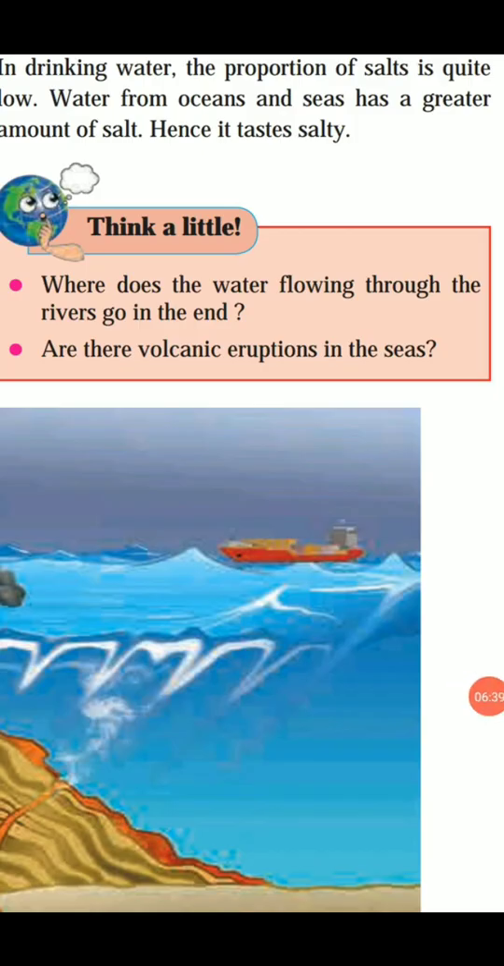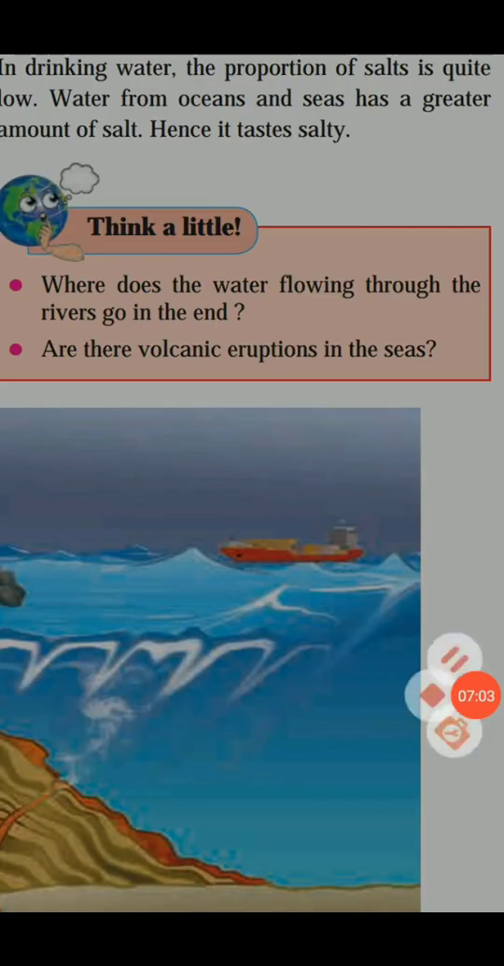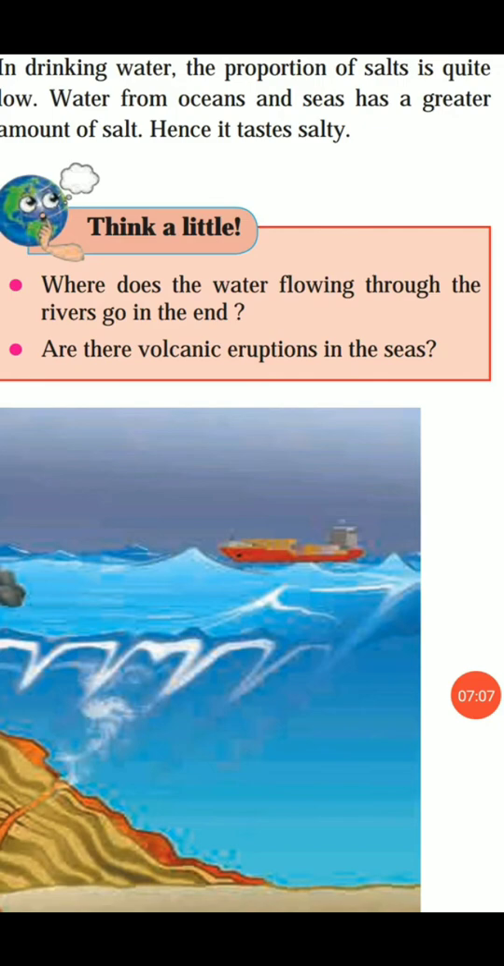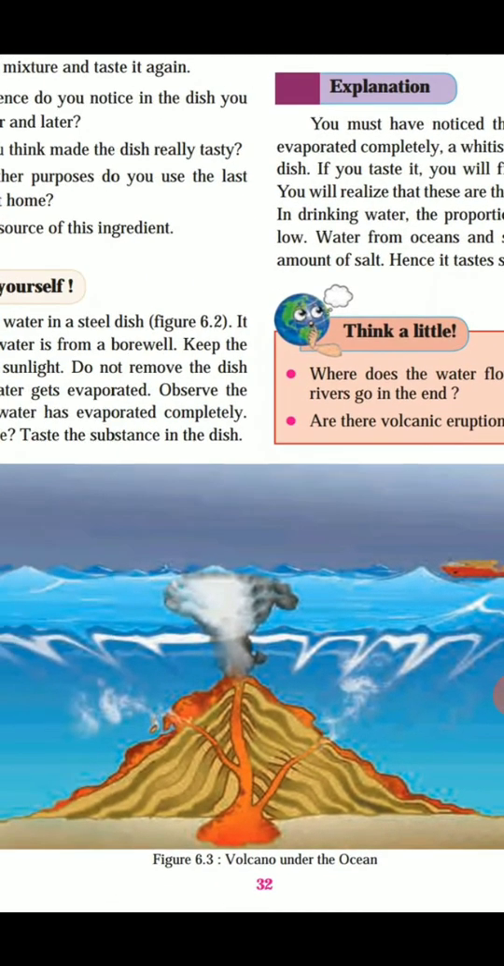Think a little. Where does the water flowing through the rivers go in the end? Are there volcanic eruptions in the seas? So students, the water flowing through the rivers goes into seas and oceans in the end. There are volcanic eruptions in the seas. You can see the picture given below, that is figure number 6.3, volcano under the oceans. Right students?